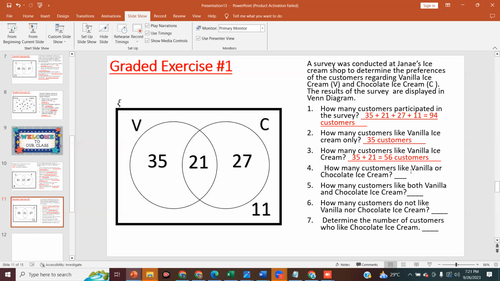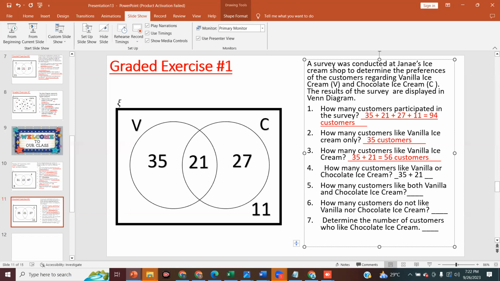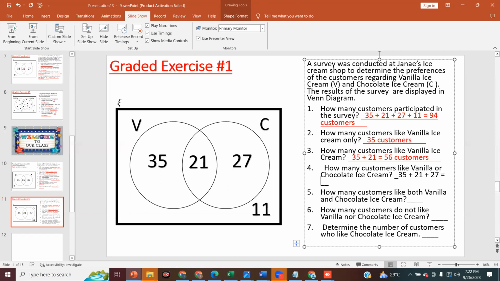83 customers. 83? How did you get 83? Hold on, let me look at my notes. Or means union, so you have to add everything together. Very good. So it's going to be 35 plus what? 21 plus what? 27. So it's going to be what? 83. Very good. 83 customers. How many persons got 83 for this one? I did. Very good.